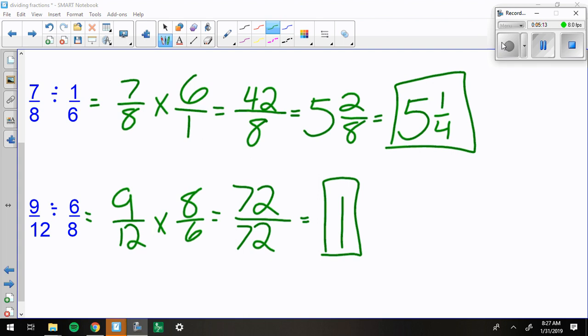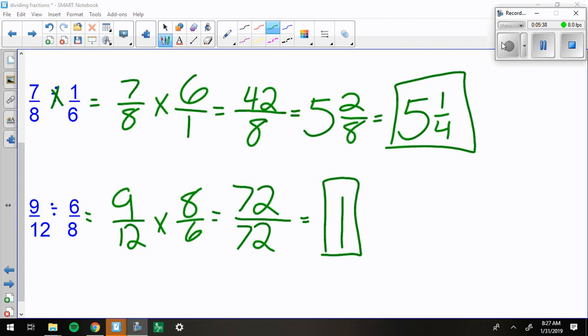All right, and there you go. There you have it. 7/8 divided by 1/6. My 7/8 stays the same. I change my division to multiplication. 1/6, I take the reciprocal, flipping the top and the bottom. Numerator becomes my denominator. Denominator becomes my numerator. That is 6 over 1. 7 times 6 is 42. 8 times 1 is 8. 8 goes into 42 5 times with 2 left over. I can reduce that to 5 1/4.